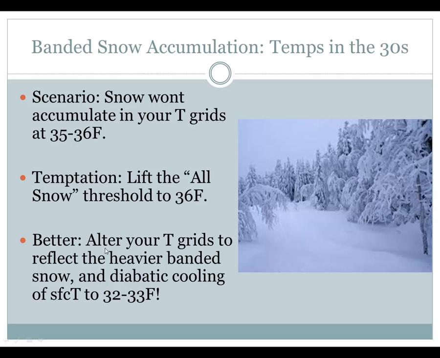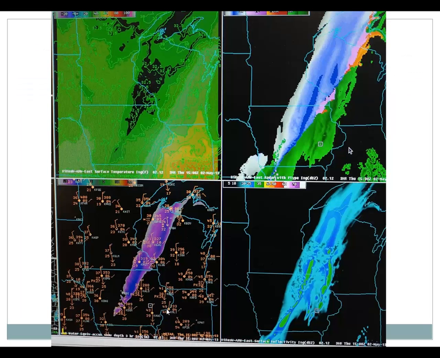So what's better to do is actually build the environment for the snow band into your temperature grids to reflect the heavier snow and the diabatic cooling that'll likely occur in the surface temperature. As that heavy snow comes down, temperatures are likely to cool down to 32 or 33 degrees Fahrenheit. One of the nice tools that is recommended to look at are the high resolution models in the wintertime, so some of the convective allowing models and the higher resolution core models.